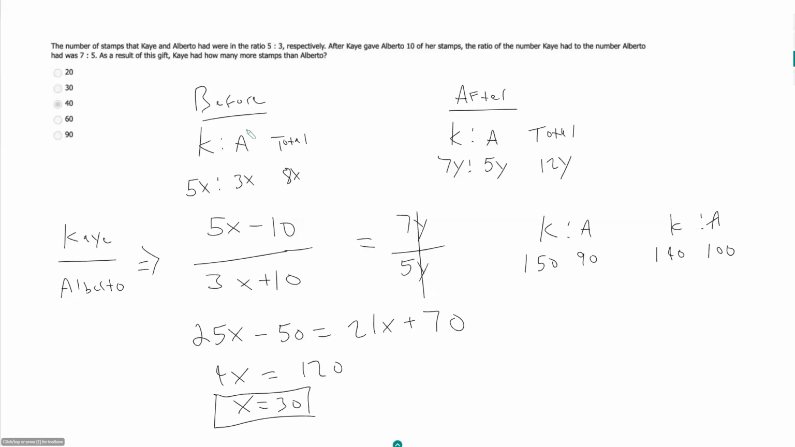So how many more stamps did K have than Alberto after our exchange? Well, it should be 140 minus 100, which is 40. C is our answer.